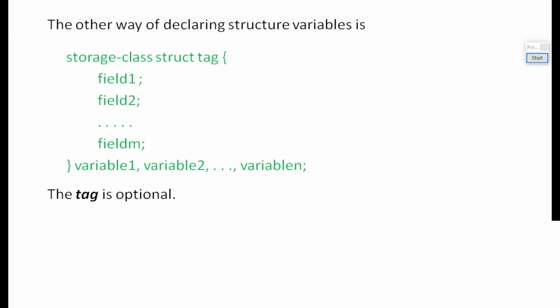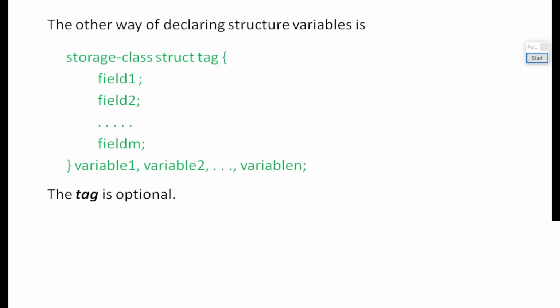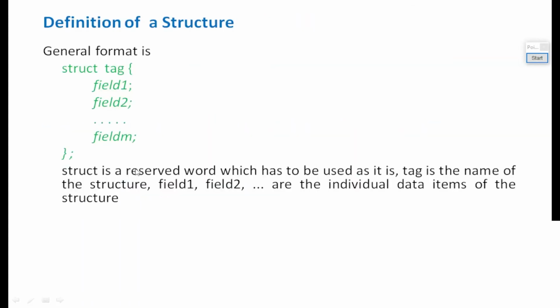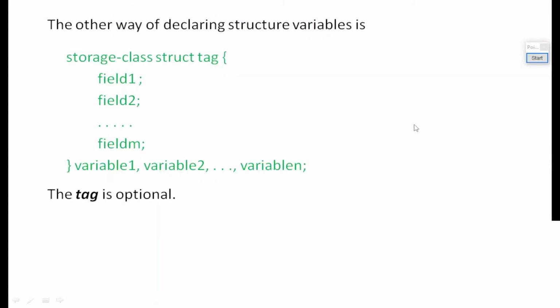This is one way of declaring structure variables: struct followed by the structure name followed by variable 1, variable 2, up to variable n, separated by commas, terminated by the semicolon. The other way is, instead of using a separate statement like that, here itself we can write. In the previous case, we put the semicolon here and then created the variables. Now you can add variable names here itself and then terminate with the semicolon. The tag is optional, but it's better you use it.